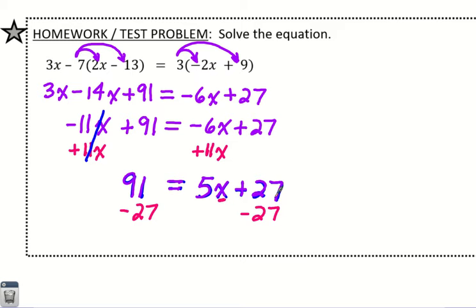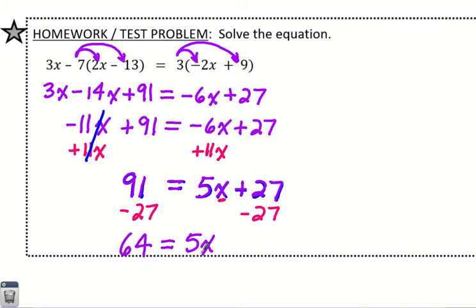91 minus 27. Actually, it was probably my fault. 91 minus 27. Oh my gosh. 64? We're going to go with 64 because reasons. And so that'll leave 5x.